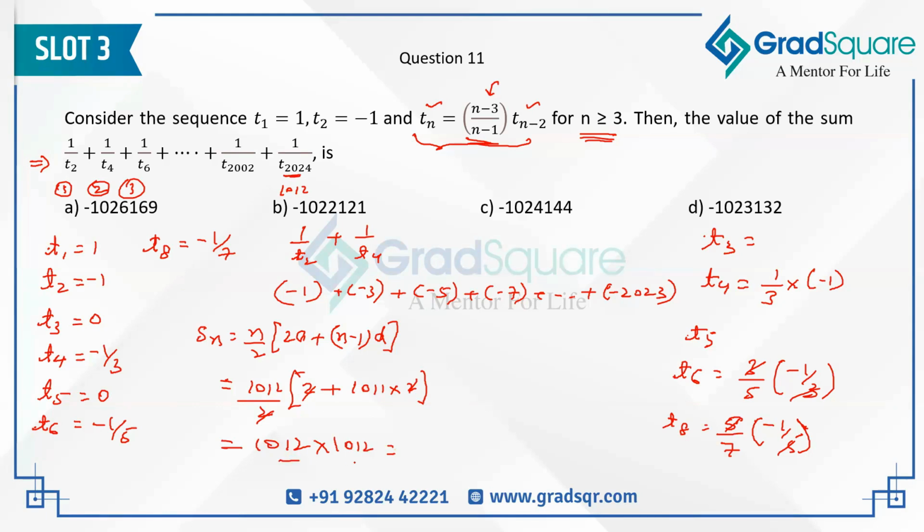It is ending with 12, so the square must end with 44. If you look at the options, there's only one option with 44 at the end, which then gives me the answer as option C for this particular question.